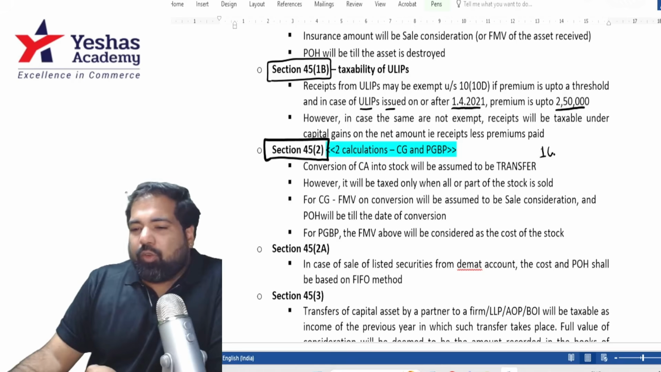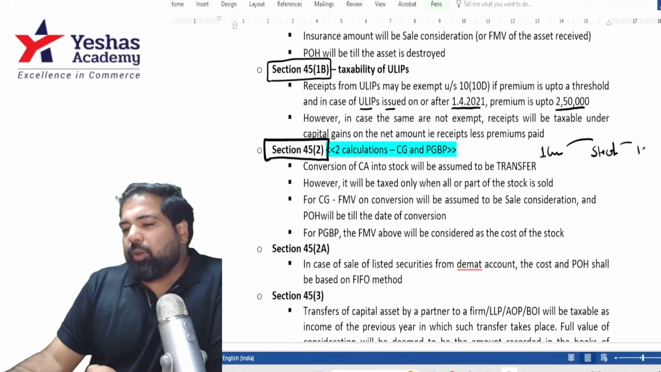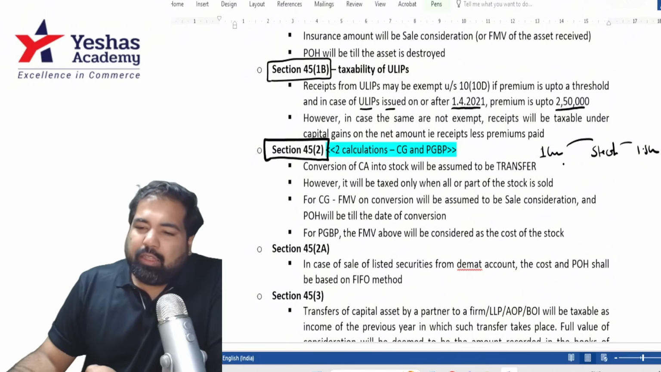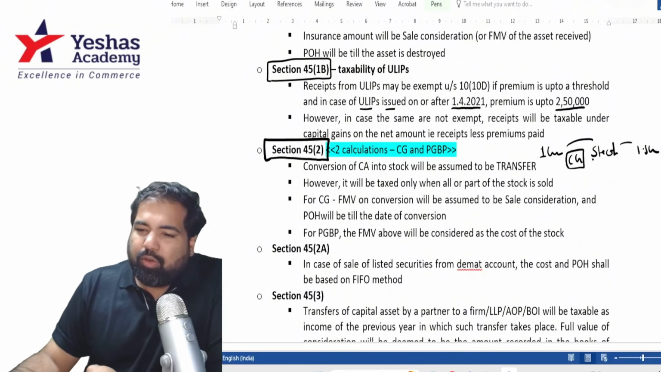I had a house which was for 1 crore rupees. I converted it into stock and I finally sold the stock for 1.5 crore rupees. Now, this is capital gain till it was an asset. So on this date, fair market value on the date of conversion, you have to see.